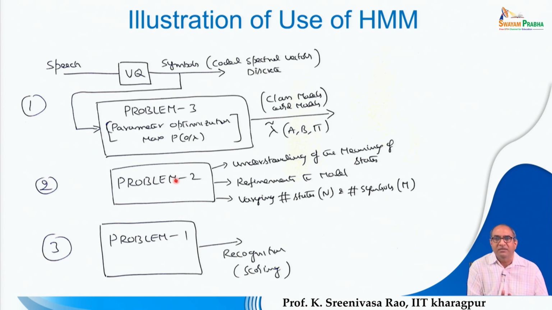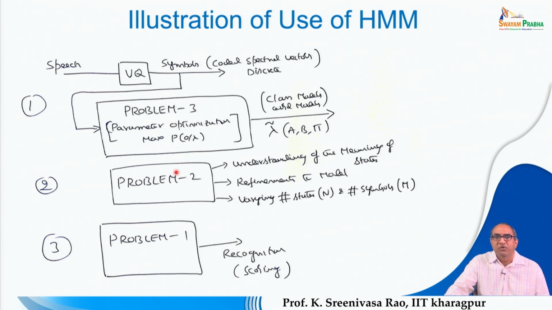If they are not of similar nature, then it means that we need to split the state. If, among the states, some states have very few feature vectors, then it means that we have taken an excess number of states, so we have to reduce the number of states. So, that way we can analyze the requirement of the number of states and number of symbols and so on, right. So, problem 2 can be used for verification, by varying the number of states and symbols, and also for refinements to the model, and understanding the meaning of the states.